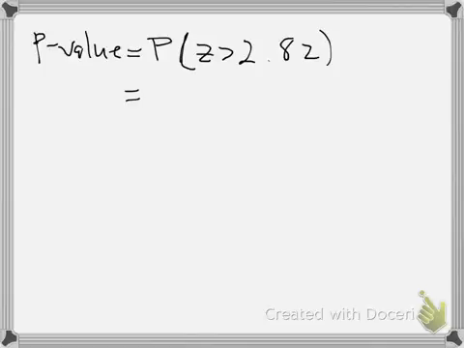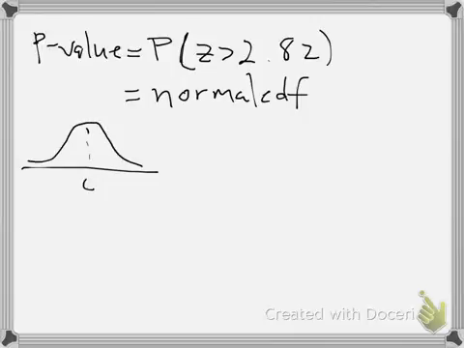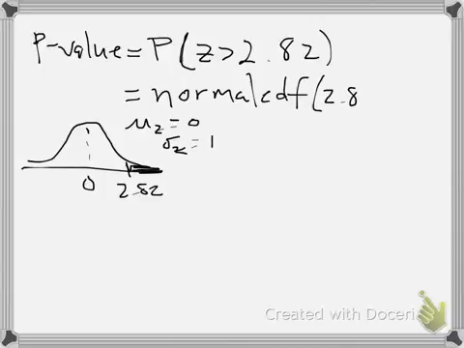So if we go to the normal table, we could just line up negative 2.82 since this is greater than 2.82, or we could do 1 minus the positive value on here. If you wanted to, you could also use your normal CDF. If I'm drawing this curve, I'm looking at the Z curve. The mean of Z is 0, and the standard deviation of Z is 1. And I'm here 2.82 standard deviations to the right. So I can normal CDF 2.82 off to infinity. The mean was 0, standard deviation was 1.